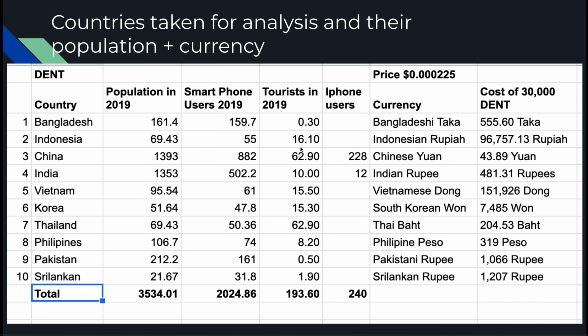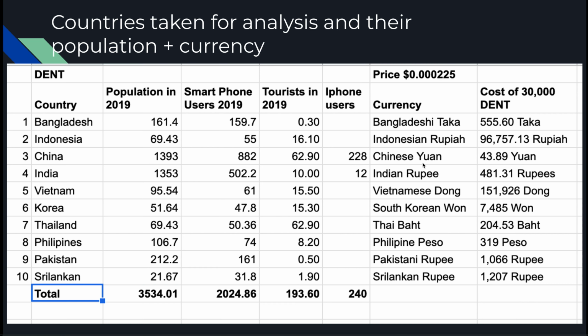But if you look at Thailand, it is pretty huge as well. And then I get into the iPhone users count as well, but I couldn't get it for all the countries. But that gives you just a rough estimate of the potential iPhone user market.